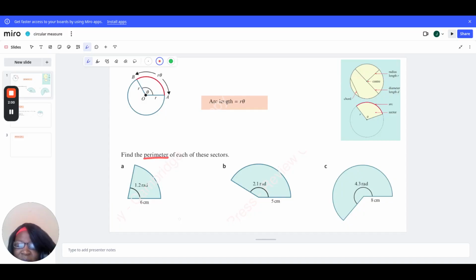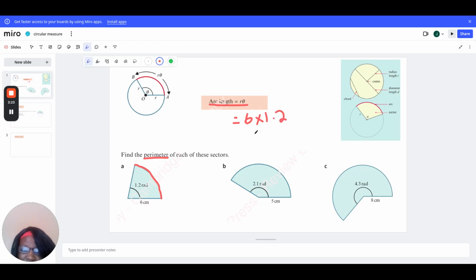I'm sure for most of you, this is a very simple question. So what did you do to get your perimeter? I want to believe that you obviously knew that you have to use this formula somewhere. Otherwise, why is it there? So the first thing that we do here is to do this. Our theta is given in radians, not in degrees. So take note.